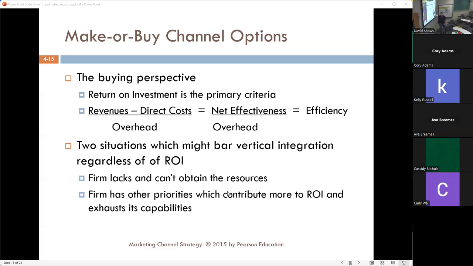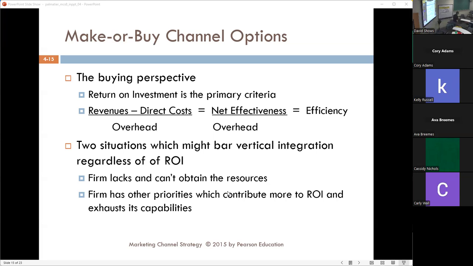Usually you talk about direct cost and cost per unit, but what we're talking about here is if I made $1 million and it cost me $500,000 to directly make those goods, that's what the direct cost would be. That gives you what's known as net effectiveness. And net effectiveness is the money that was generated minus what it cost.